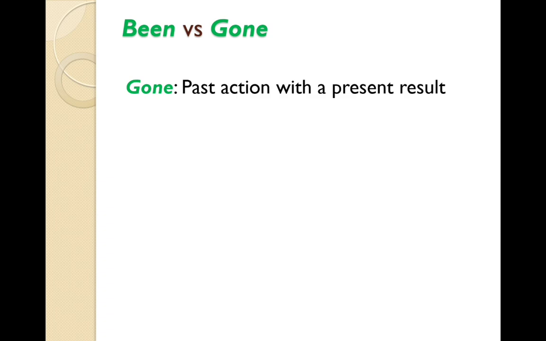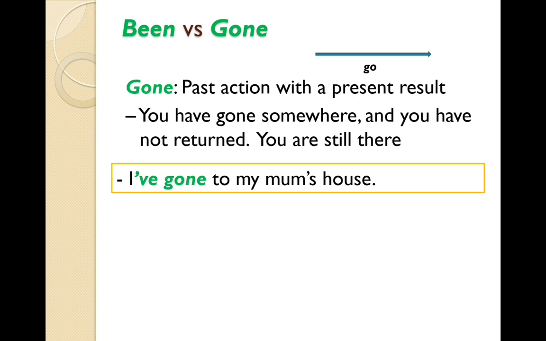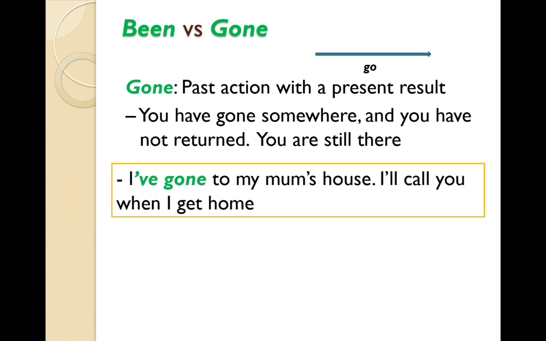Gone, past action with a present result. You have gone somewhere and you have not returned. You are still there. I've gone to my mum's house. I'll call you when I get home. In this situation, imagine that you are at your mum's house and you're speaking on the phone to somebody, and you say, I'm not at home at the moment, I'm at my mum's house, and I'll call you when I get back.